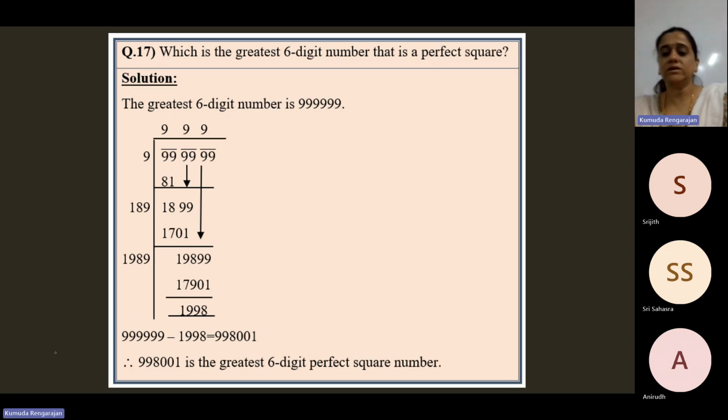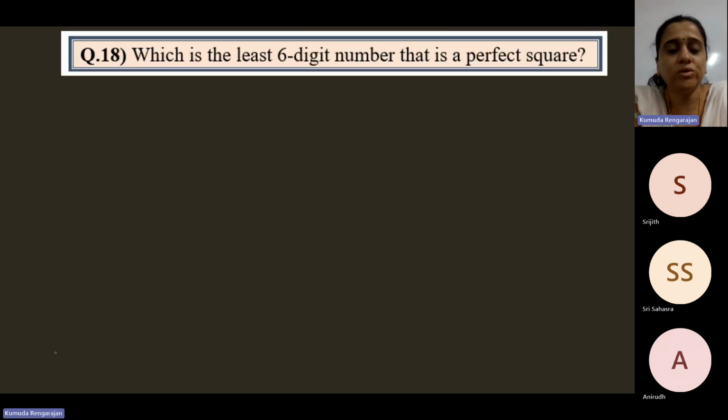All right, next one. Done, online children? Yes, ma'am. All right, next one. Which is the least 6-digit number that's a perfect square?